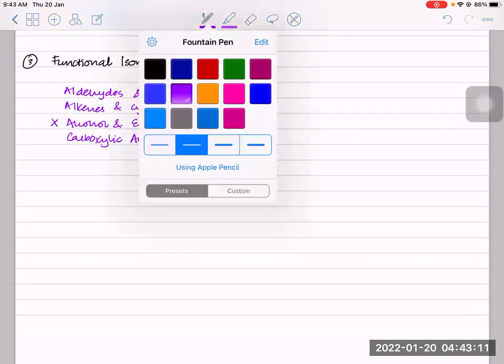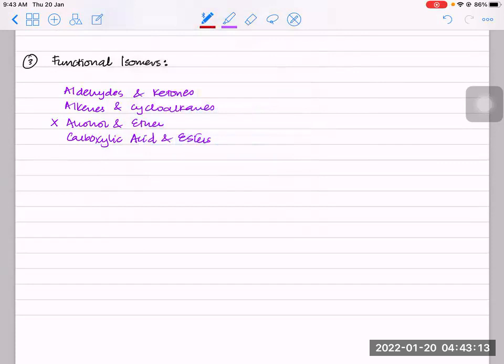Now let's see examples. Here you see the molecular formula will be the same and the structural formula will be different because of the functional group. Do you see the functional groups are changing? So let's see examples. Let me take aldehyde and ketone first.